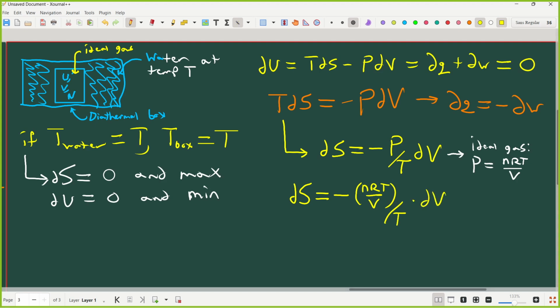And as you can see, the temperatures cancel, T over T. So the temperature cancels out in this calculation. The change in entropy is independent of temperature, as it should be, because it's isothermal, the temperature's not changing. So it should only be dependent on the things that are changing, which in this case is the volume. And so now dS is equal to nR over V dV.